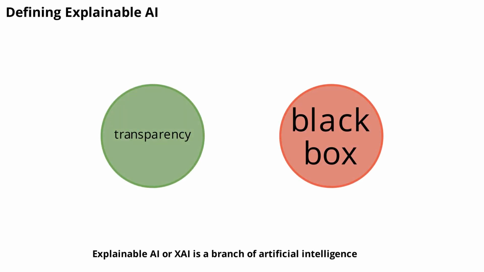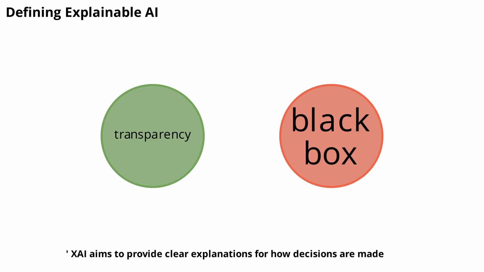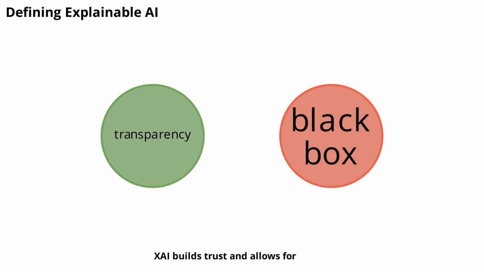Explainable AI, or XAI, is a branch of artificial intelligence focused on making AI systems more transparent. Unlike traditional AI models, which can act as black boxes, XAI aims to provide clear explanations for how decisions are made. This means that users, developers, and stakeholders can understand the reasoning behind AI outputs. By offering insights into the decision-making process, XAI builds trust and allows for better collaboration between humans and machines. Let's look at why this transparency is so important in real-world applications.